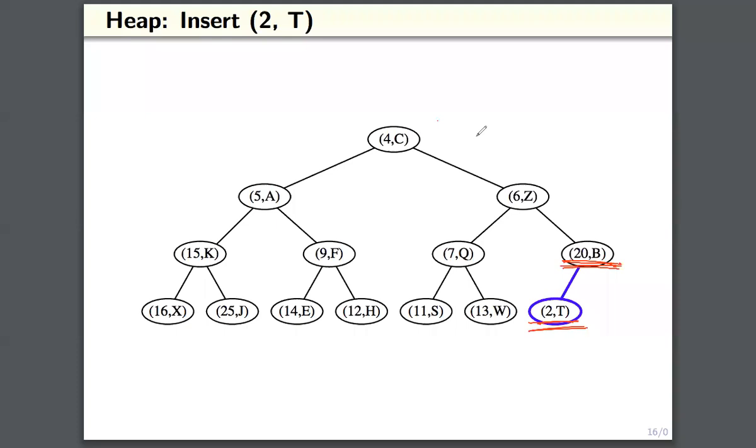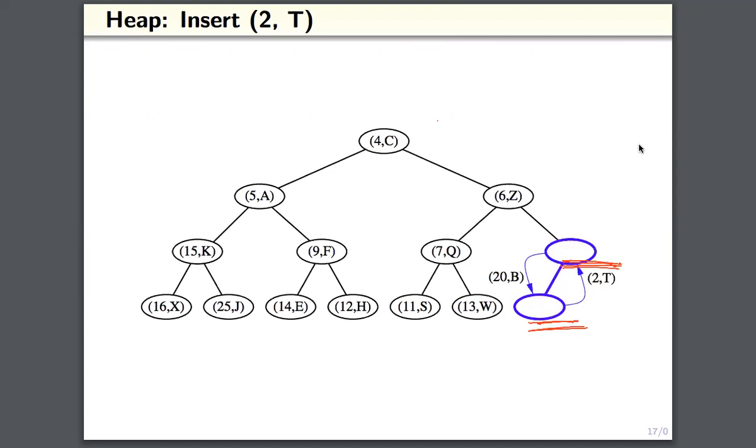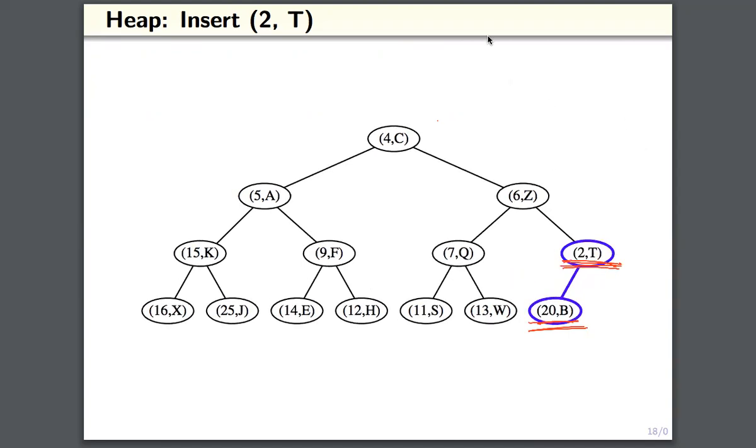So we compare 2 and 20, and we see that 2 should be less than 20. That means 2 should be the parent of 20, right? So what we do? We swap. If it is out of order, we swap. Simple idea. Compare with the parent. If it is out of order, we swap.